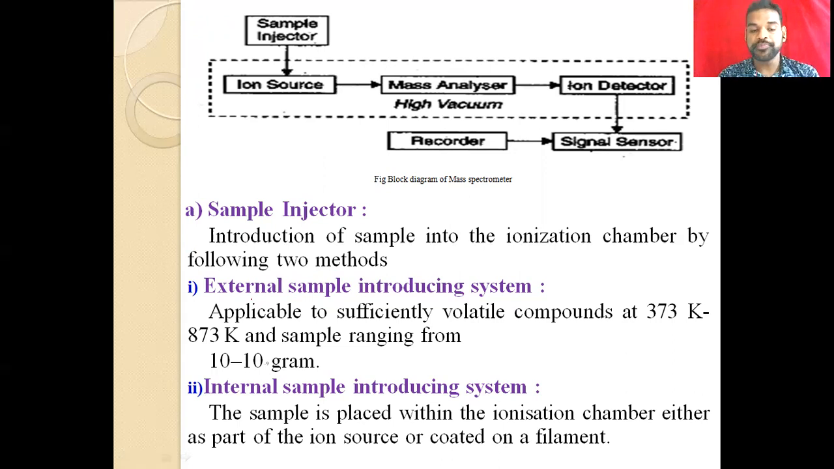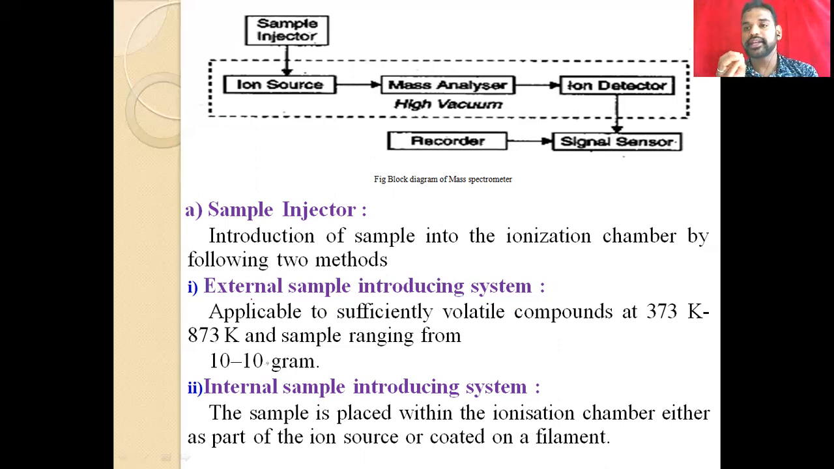And then second, the internal sample introducing system. The sample is placed within the ionization chamber, either as a part of the ion source or coated on a filament. If the sample is not volatile in the range of 373 to 873 Kelvin, then we have to move on to the second one, that means it is coated inside the ion source, or placed inside the ion source.